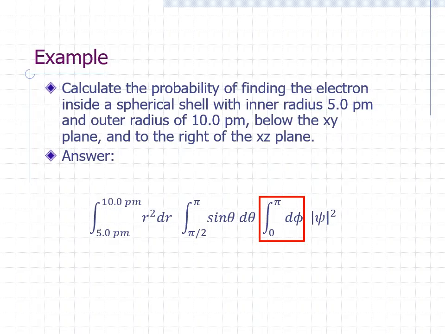These integration limits correspond to locations to the right of the xz plane. Then we multiply the result by sine theta and integrate with respect to theta from theta equal to pi over 2 to theta equal to pi. These integration limits correspond to locations below the xy plane. Then we multiply the result by r squared and integrate from 5 picometers to 10 picometers.